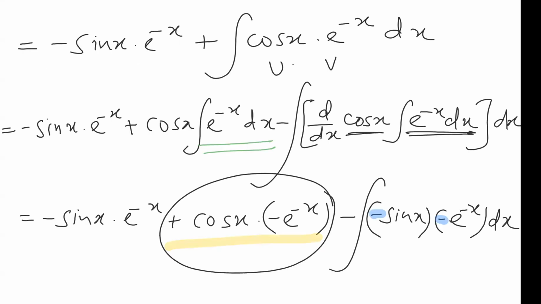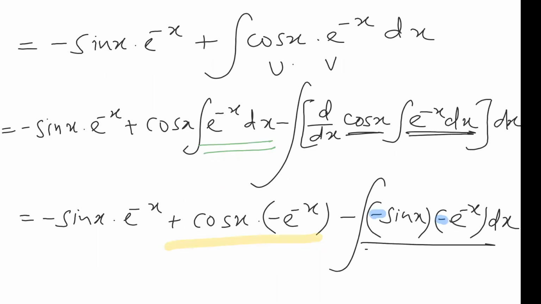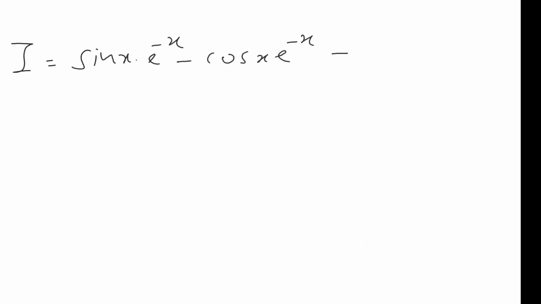I is equal to sin x e raised to minus x, then this term minus cos x e raised to minus x, minus this term sin x e raised to minus x dx.